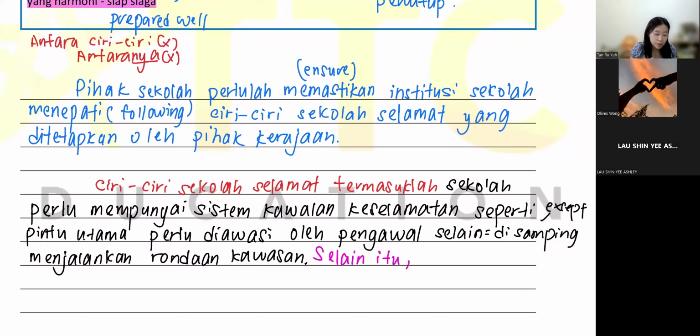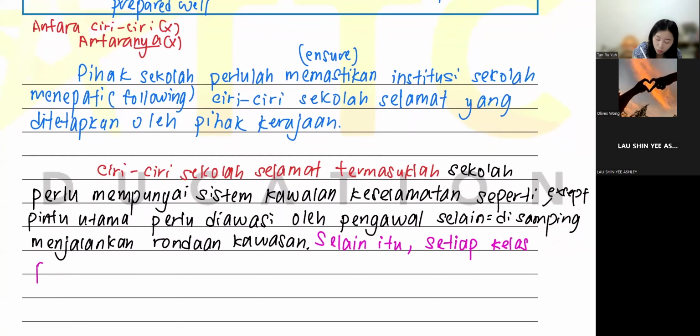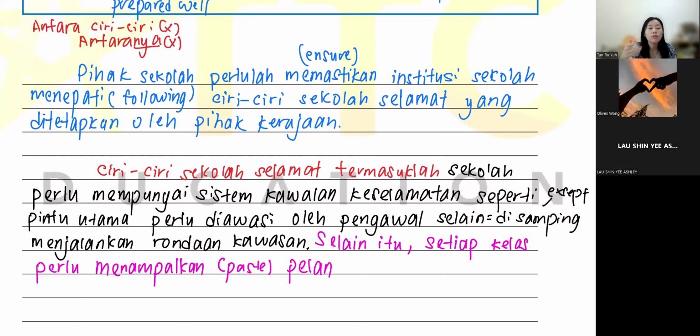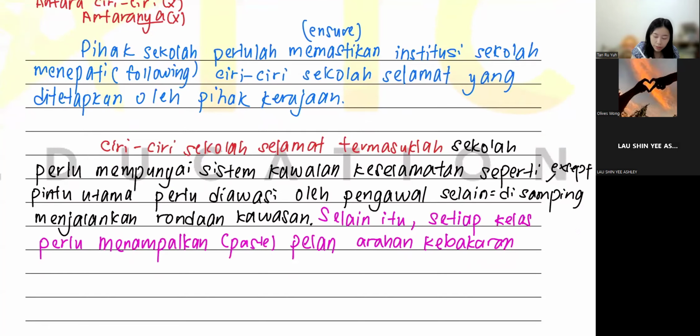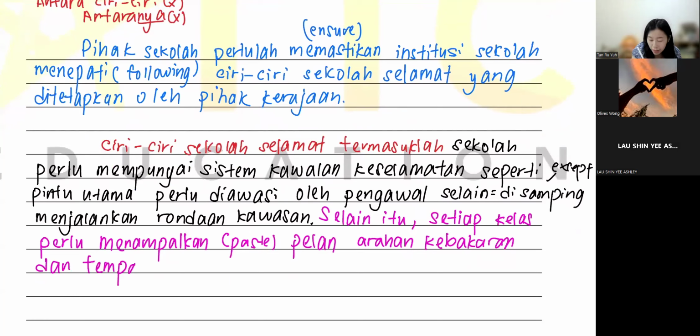Okay, your second point is kelas pelan. Okay, so we can say setiap kelas, every class, setiap kelas perlu menampalkan pelan arahan. Every class has one. You see at the back or maybe on the board there is a plan saying if any kecemasan berlaku, how you run away like this, okay? Okay, pelan arahan kebakaran. The instructions where you can go. Dan tempat berkumpul, where you can gather after any emergency happens.